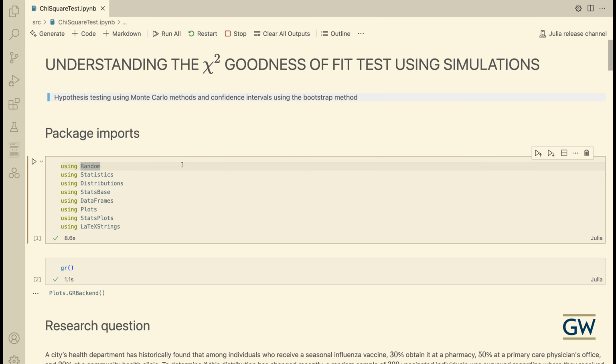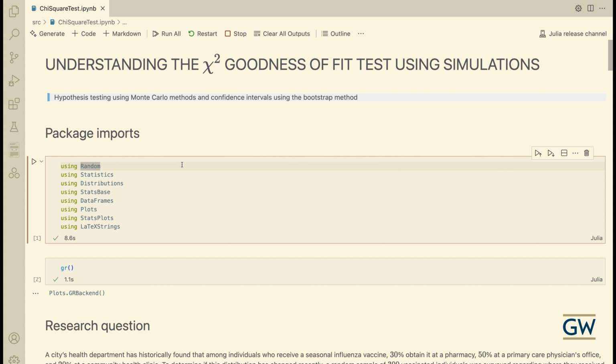So we're going to do a hypothesis test for chi-square goodness of fit. And we're also going to do some bootstrap confidence intervals in this video. So the file will be available in a link down in the description. But remember, again, it's not about the code. It's about understanding the simulation and how that fits in with what we do when we use a chi-square goodness of fit test. And so here's our Jupyter notebook, understanding the chi-square goodness of fit test using simulation.